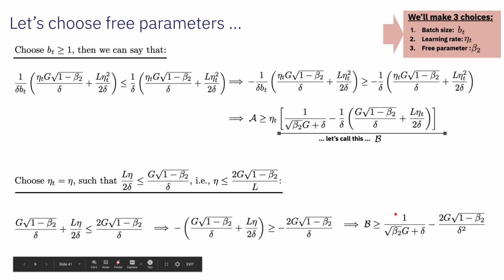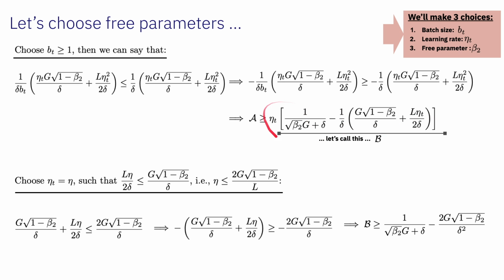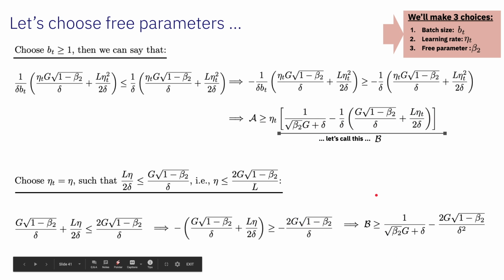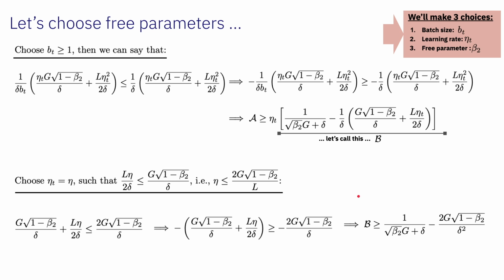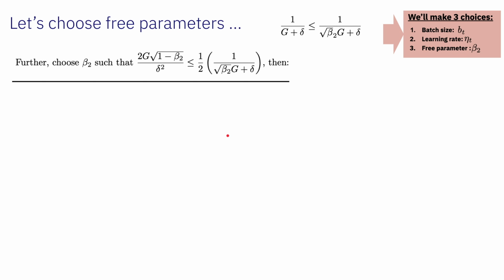It's again the same story as before. We were able to have a bound on this, and then we divide it by delta, and then we add this term, then you get this equation. Good? All right. So now we chose the batch size, we chose the learning rate, and the last thing we need to choose is the free parameter beta 2. What we're gonna do now is we're gonna choose beta 2 such that 2g square root of 1 minus beta 2 over delta squared is less than 1 over square root of beta 2g plus delta.